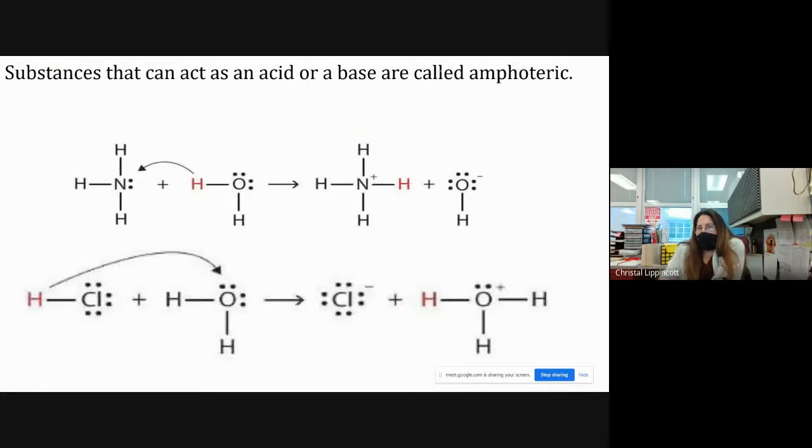We have certain substances that can act as acids and bases in different situations. Some things can't. They're one or the other. But other things like water, for example, they call that amphoteric. So when it can be a proton acceptor or a proton donor in different situations, then that's called amphoteric.